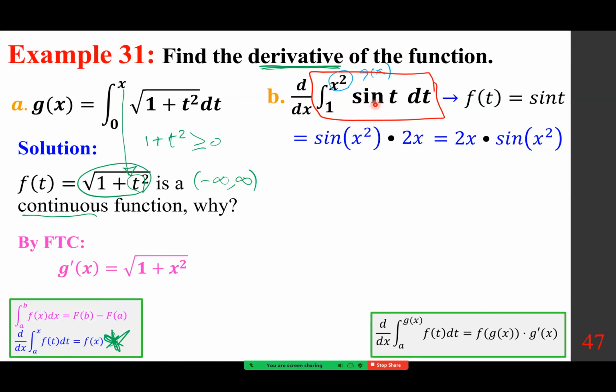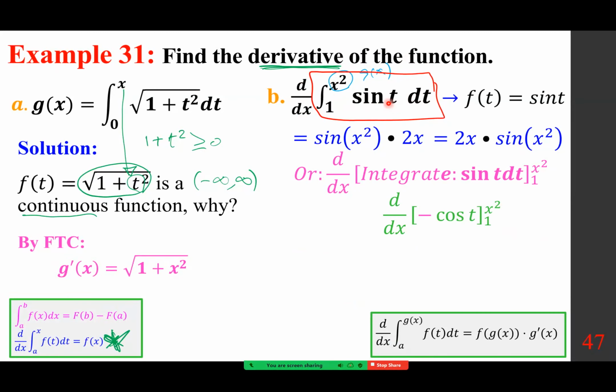So what is the integral of sine? Minus cosine t evaluated from 1 to x squared. Please understand what I have here. What I have here is the integral of sine t dt from 1 to x squared. Sine gives you negative cosine t from 1 to x squared. So first we're going to put x squared, and then we're going to put 1. So never mind the differentiation yet. Let's evaluate this. So minus, I can keep the negative out, cosine of x squared minus cosine of 1.